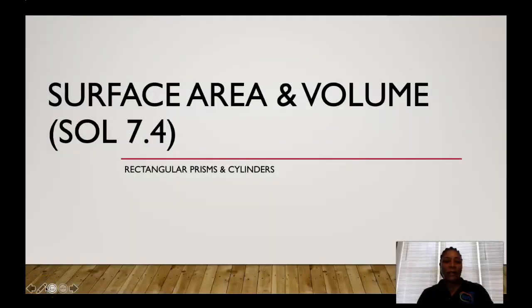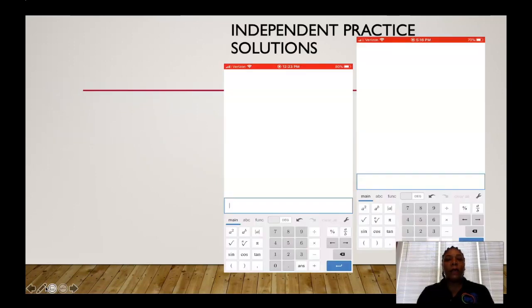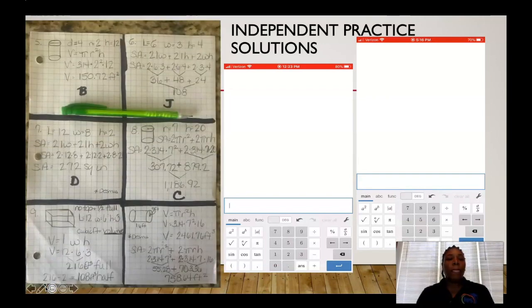Welcome back, RPS scholars. So today we're going to continue our work on surface area and volume of rectangular prisms and cylinders. So your independent work from yesterday was assigned, and here are your solutions. Please make sure you get out your notebook so that you can match your answers from yesterday's work. So here are your solutions.